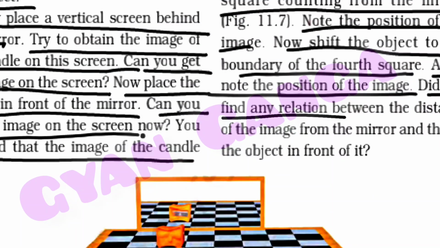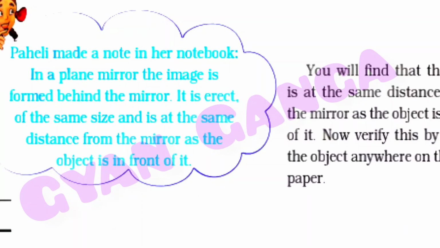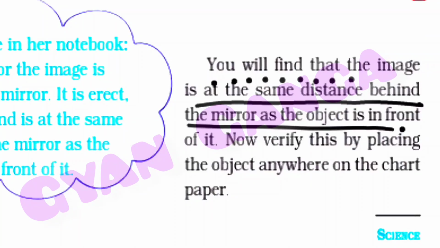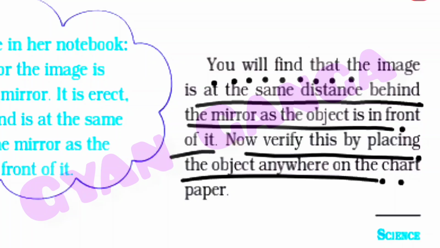Did you find any relation between the distance of the image from the mirror and that of the object in front of it? You will find that the image is at the same distance behind the mirror as the object is in front of it. Now verify this by placing the object anywhere on the chart paper.